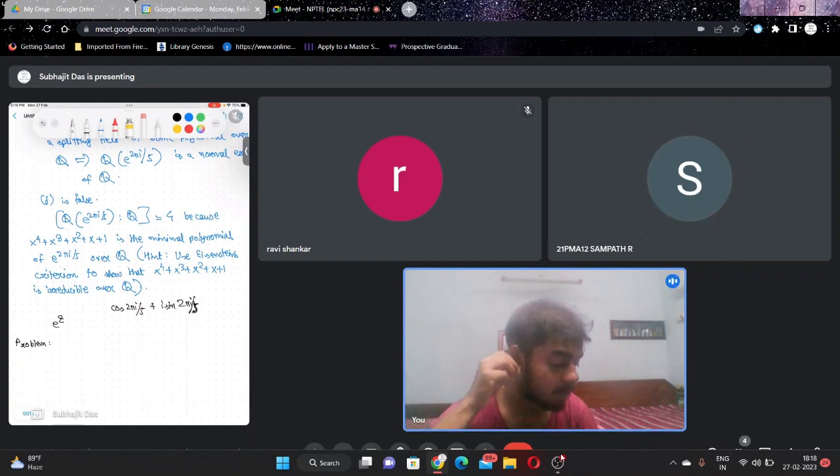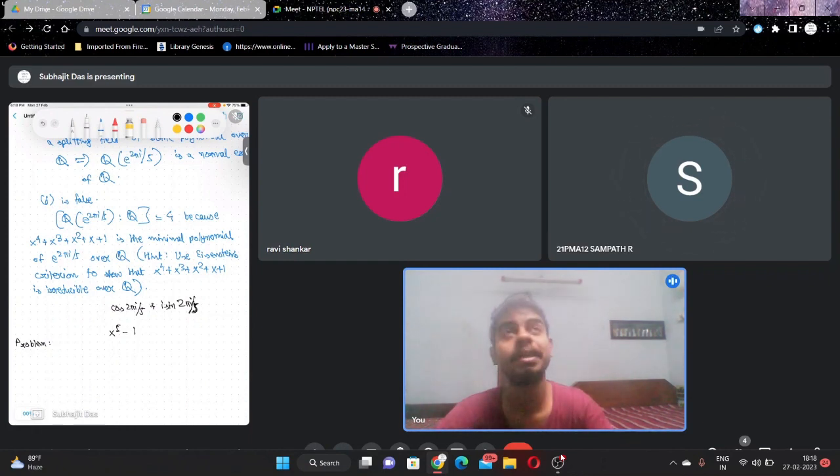But if you have problems with this, you can just think of this as cos 2 pi by 5 plus i sin 2 pi by 5. The point is that whatever this is, it is just a fifth root of unity. That is, it is a root of this polynomial, and not only that, it is a primitive fifth root of unity, which means that it's a fifth root of unity and no smaller. It's not an nth root of unity for any n less than 5 and greater than or equal to 1. Okay.